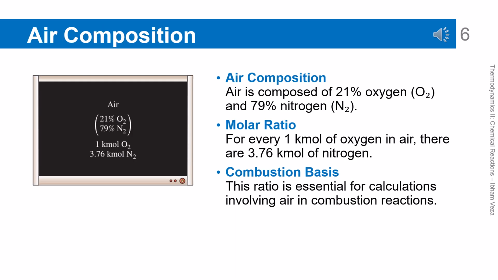Air composition, oxygen-nitrogen ratio. Air practically consists of 21% oxygen and 79% nitrogen. In calculations, this is expressed as 1 kilomole of O2 accompanied by 3.76 kilomoles of N2. Nitrogen does not participate in the reaction, but it always appears in the products. This ratio becomes the basis of all air-based combustion calculations. Without this understanding, combustion mass balances would not be consistent.